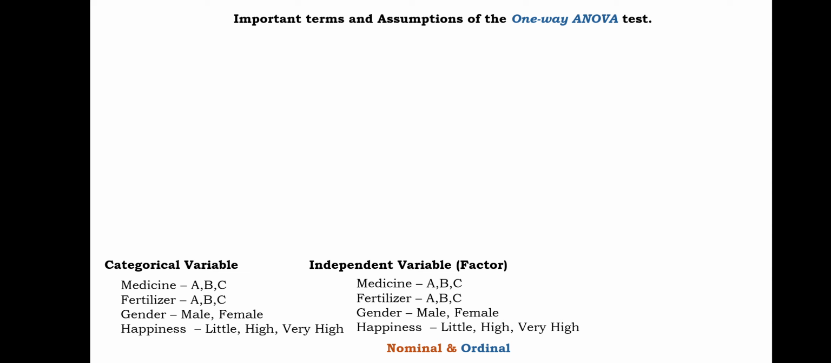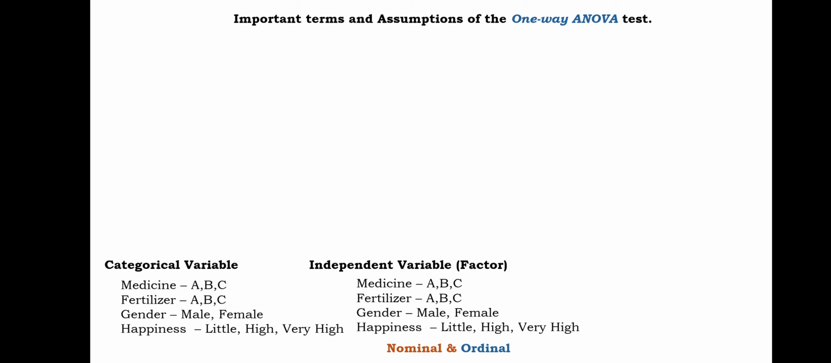But let's look at the happiness categorical variable. Happiness has three names, three categories. It has the names little, high, and very high. But little is different, high is different, and very high is different, and they all show one more quality: that they are in ranks. They are in order. When data has names and it is also in order, that variable is known as an ordinal variable.